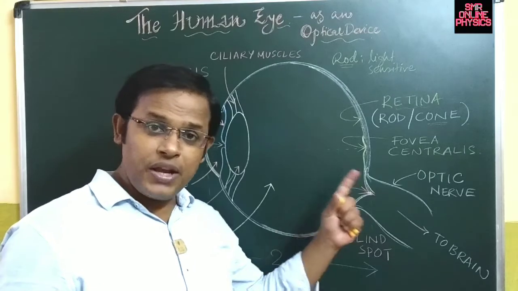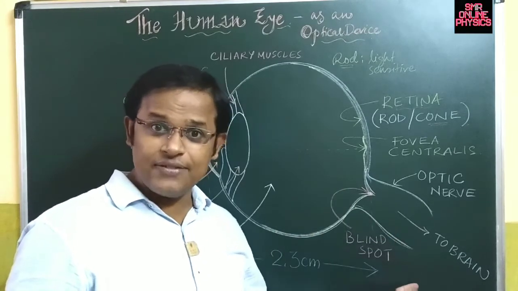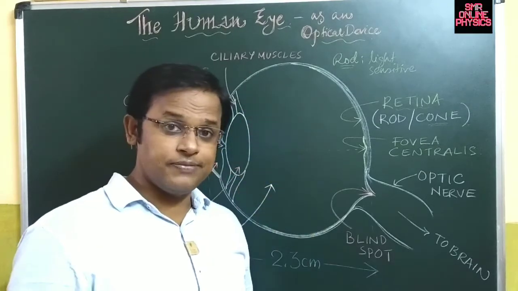Alright? So the brain has some functions to do now. The first function is to receive the signals from these two eyes to the same part of the brain. Right?